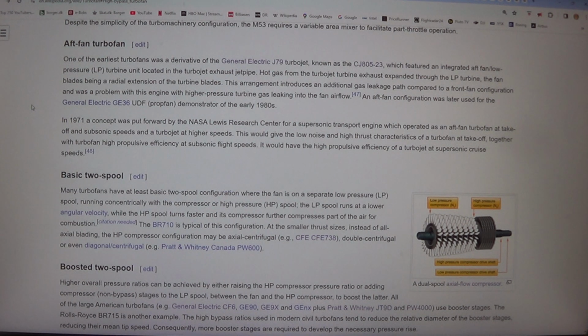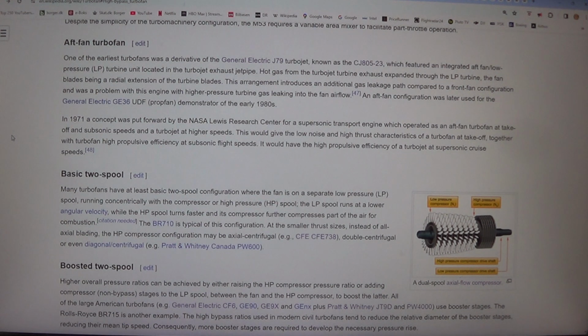An aft fan configuration was later used for the General Electric GE36 UDF propfan demonstrator of the early 1980s. In 1971 a concept was put forward by the NASA Lewis Research Center for a supersonic transport engine which operated as an aft fan turbofan at takeoff and subsonic speeds and a turbojet at higher speeds. This would give the low noise and high thrust characteristics of a turbofan at takeoff, together with turbofan high propulsive efficiency at subsonic flight speeds. It would have the high propulsive efficiency of a turbojet at supersonic cruise speeds.